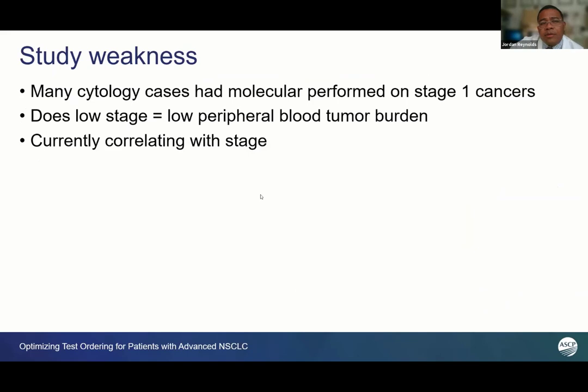So the weakness of our study was that many of the cytology cases at Cleveland Clinic are done on stage 1 cancers. The guidelines that we didn't have time to go over recommended that we do it on those stage 3 or 4 cancers, but we're doing most of them on stage 1 cancers. And we need to figure out if low stage equals low peripheral tumor burden. So we're currently going back to correlate with the lung cancer stage to see if that's true. However, it was pretty alarming that there was a 25, 27% false negative rate with the liquid biopsies.